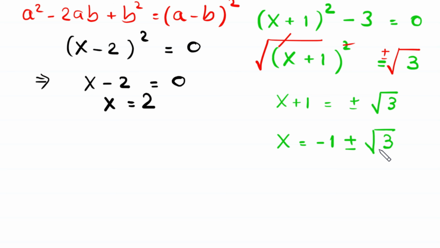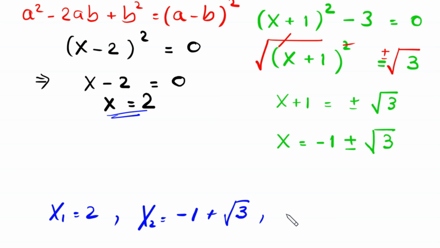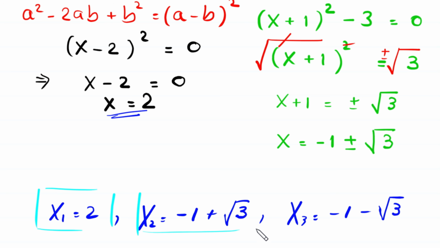It means we have three solutions for this equation. First one is x1 equal to 2, x2 equal to negative 1 plus root 3, and x3 is equal to negative 1 minus root 3. These are the three solutions for this equation: 2, negative 1 plus root 3 and negative 1 minus root 3.